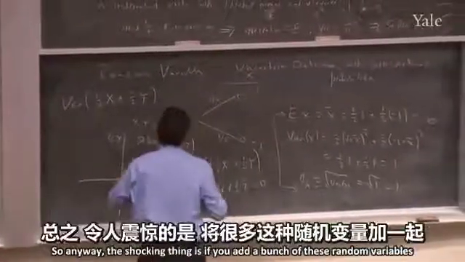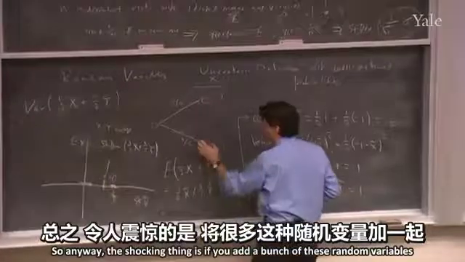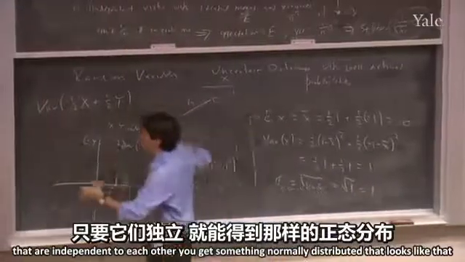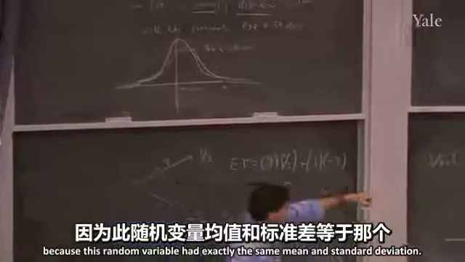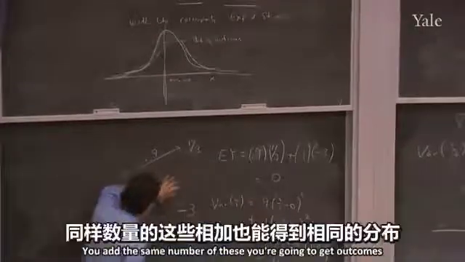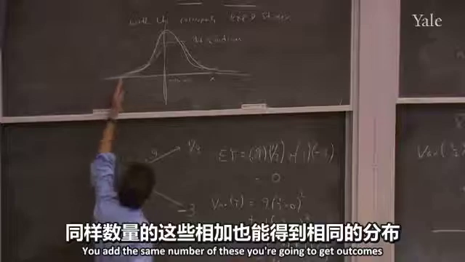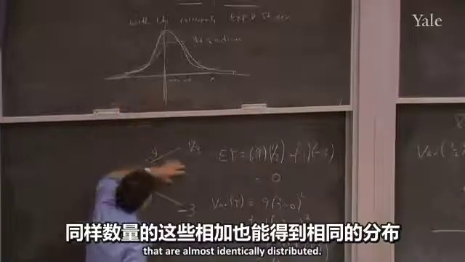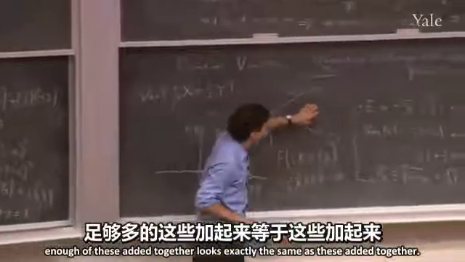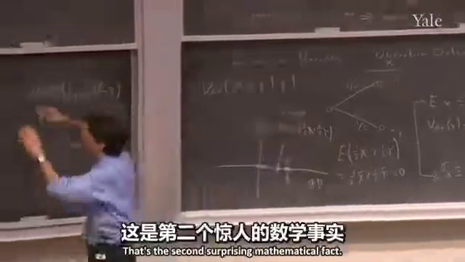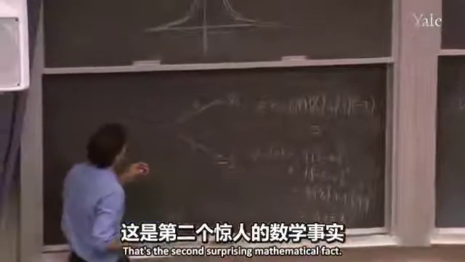So anyway, the shocking thing is if you add a bunch of these random variables that are independent of each other, you get something normally distributed that looks like that. Because this random variable had exactly the same mean and standard deviation, if you add the same number of these, you're going to get outcomes that are almost identically distributed. So in the limit, this random variable, enough of these added together, looks exactly the same as these added together. Okay, that's the second surprising mathematical fact.